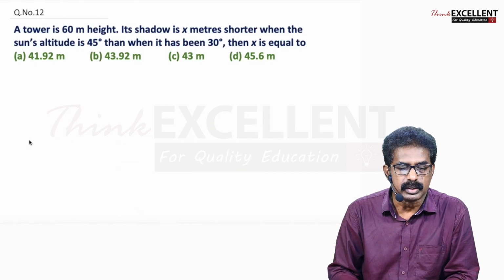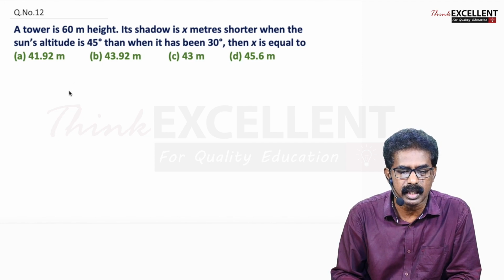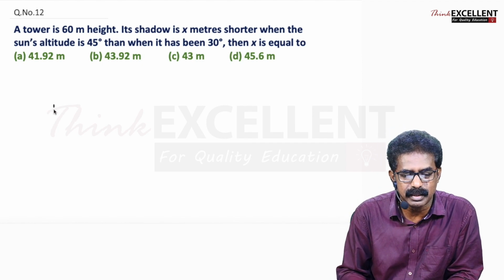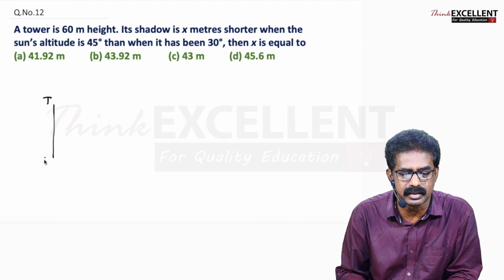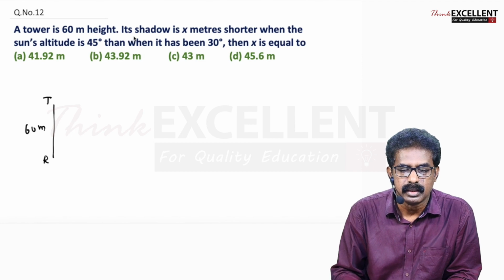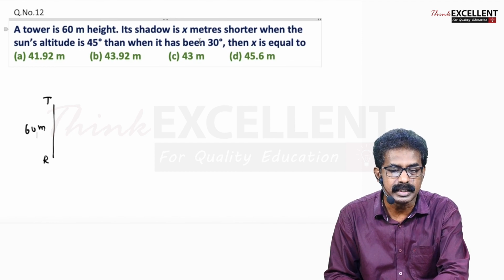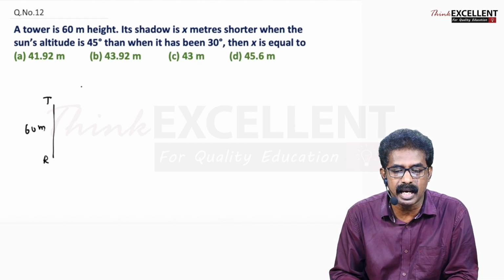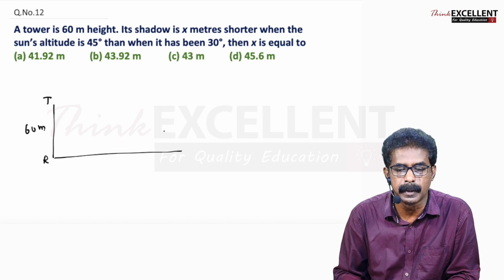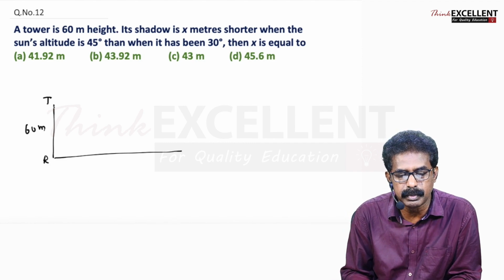Now let's move on to question number 12. A tower is 60 meter high. Okay, question number is 12. Say this is the tower, TR. TR is the tower. What's the height here? 60 meter, right? Its shadow is X meter shorter when the sun's altitude is 45 degree than when it has been 30 degree. Please listen here. Its shadow is X meter shorter.